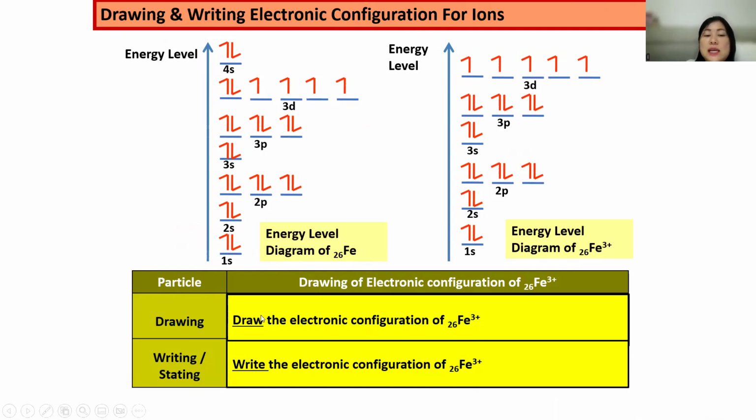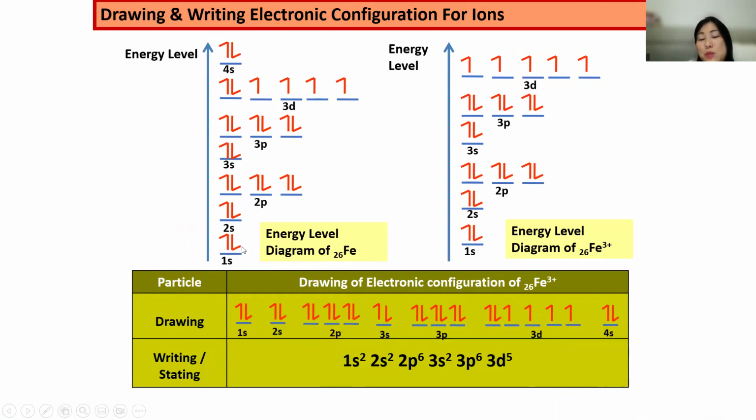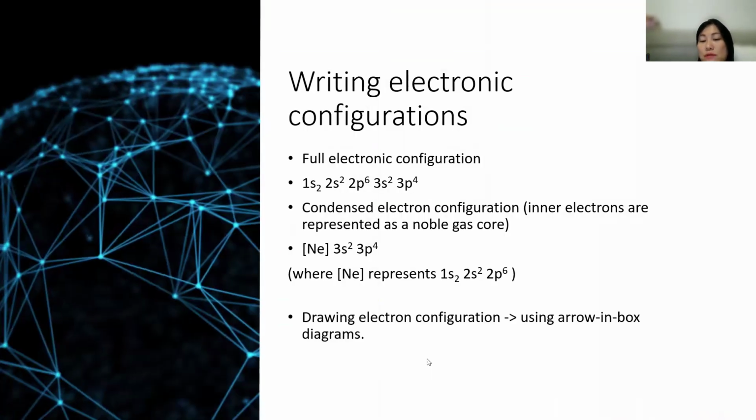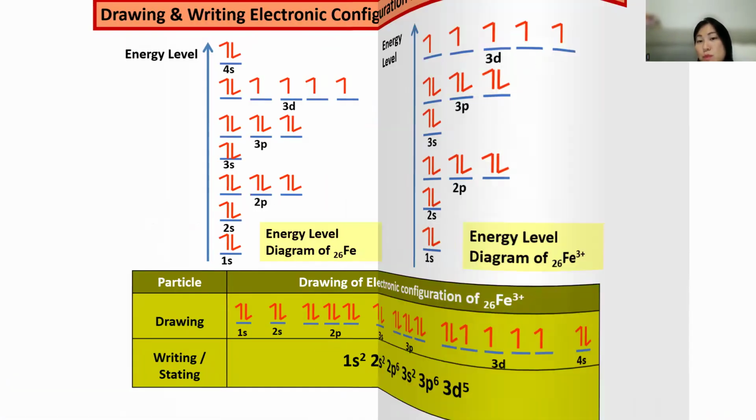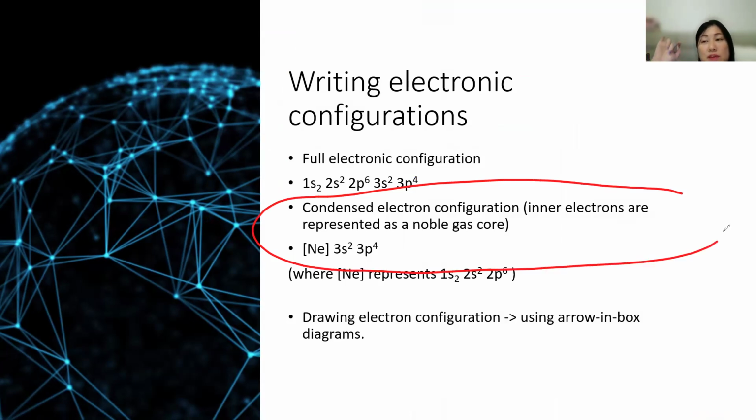So when the question says draw the arrow-in-box diagram, you draw this picture with labels to allow me to understand which is which orbital. If they say write the full electronic configuration, it will be this long row of numbers below. And if they say condensed electronic configuration, that means you use the previous noble gas to represent a big chunk, then add on whatever is missing.